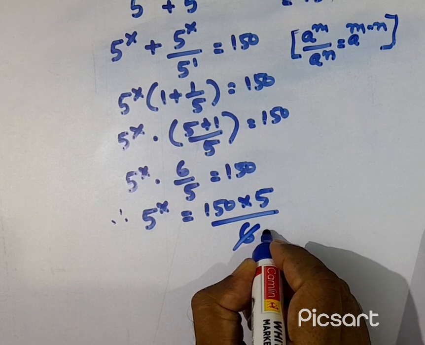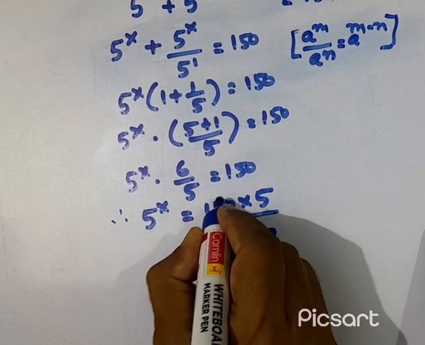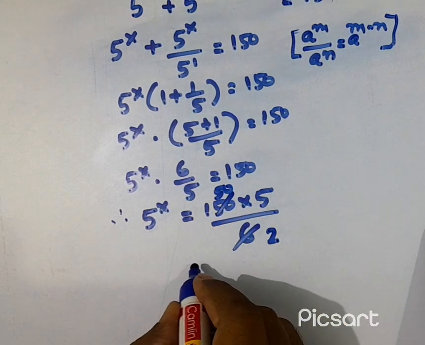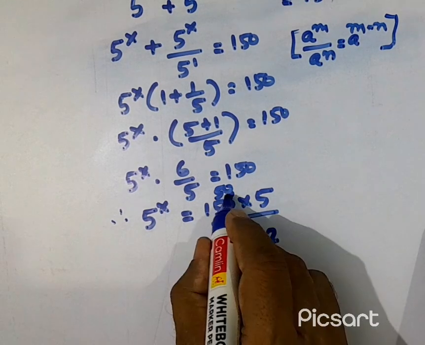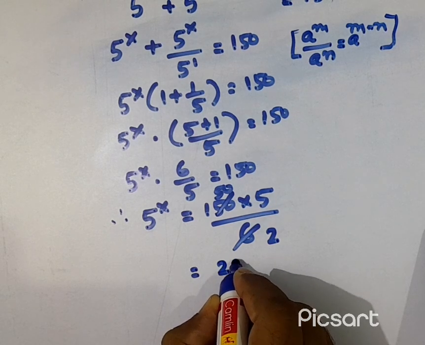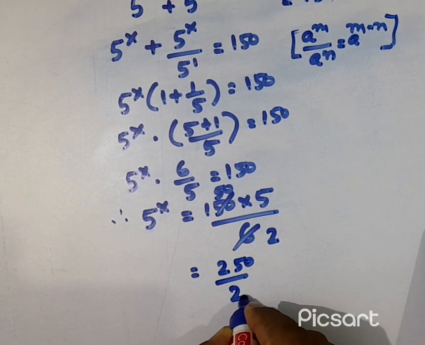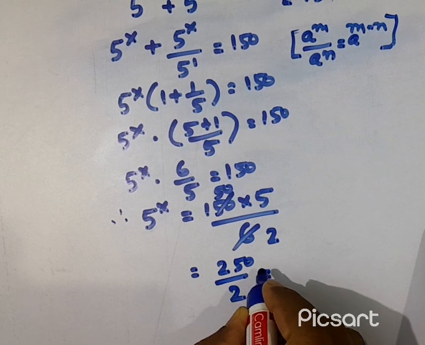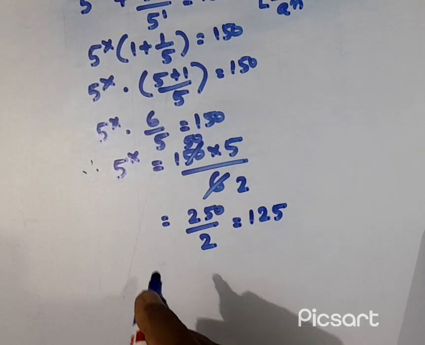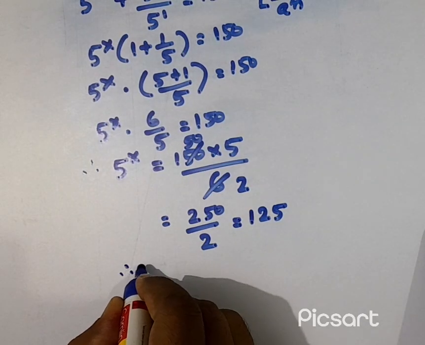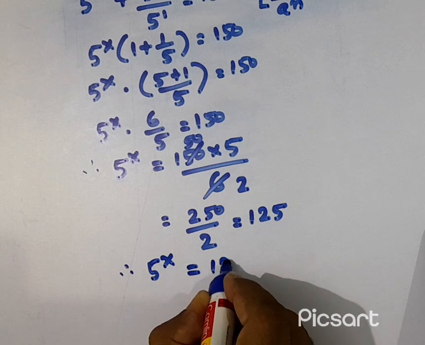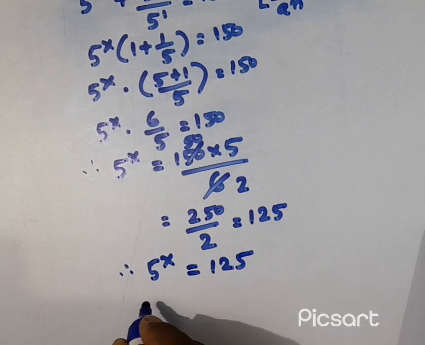Now 6 into 25 is 150, so this is equal to 5 times 25, that means 250 divided by 2, that is equal to 125. Therefore 5^x equal to 125.